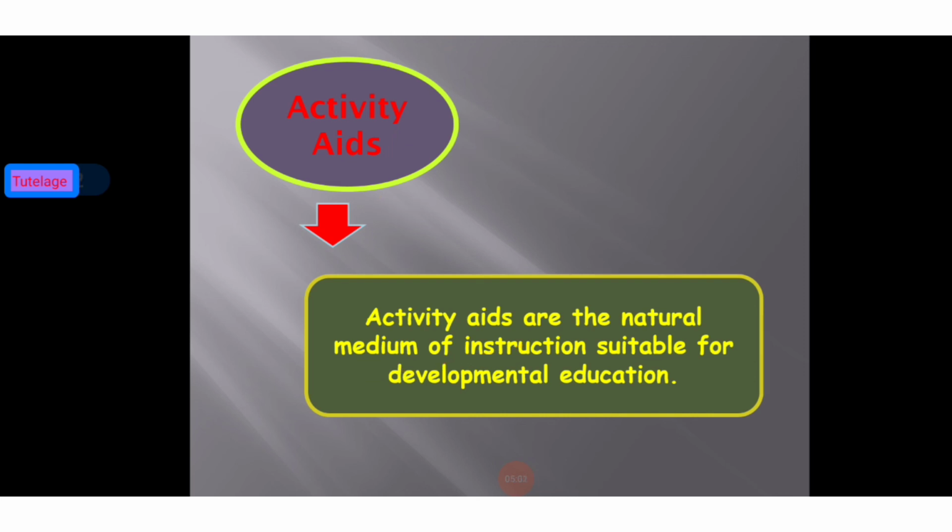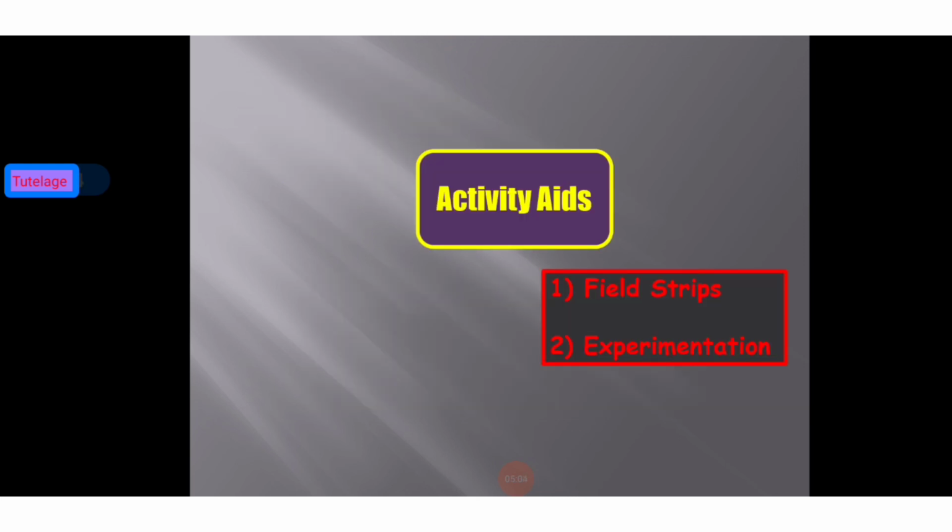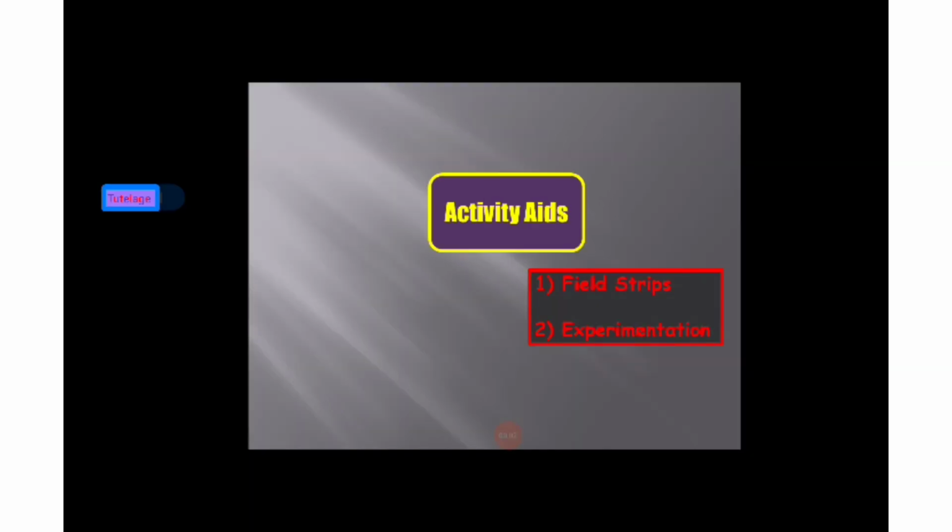So now going to the examples of activity aids. Field trips, which we have already mentioned, different types of laboratory experimentation, different kinds of field trips, field survey, and role play are all examples of activity aids. Basically, activity aids help to increase the retaining power in students. I think this is clear.